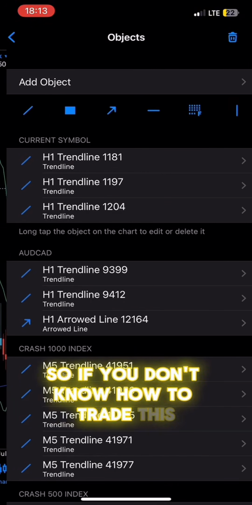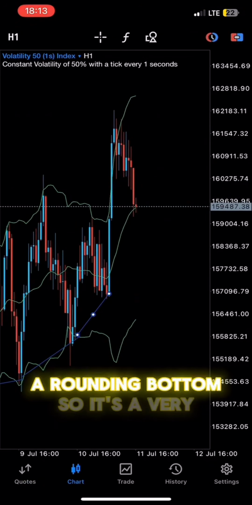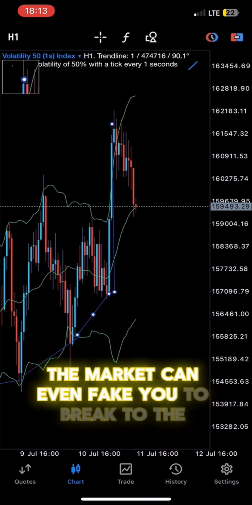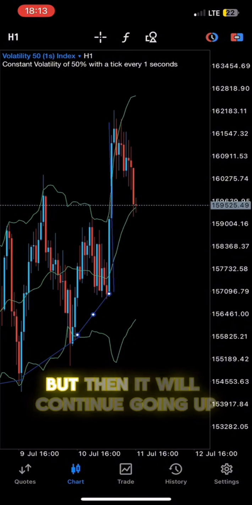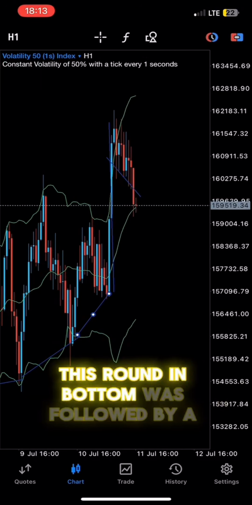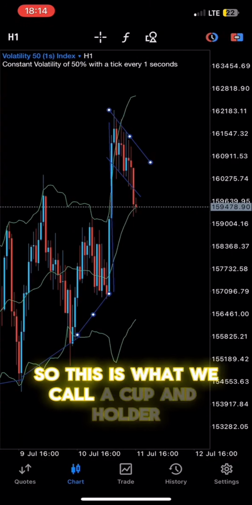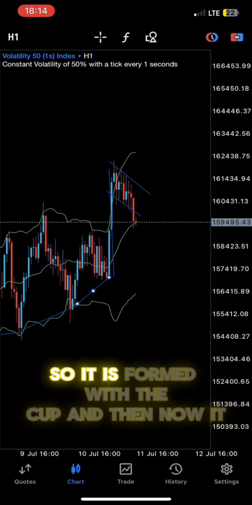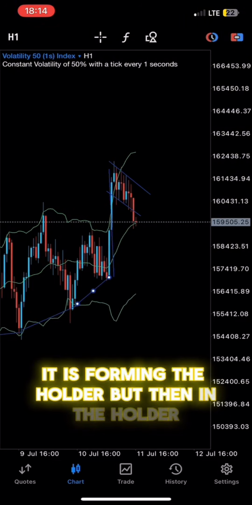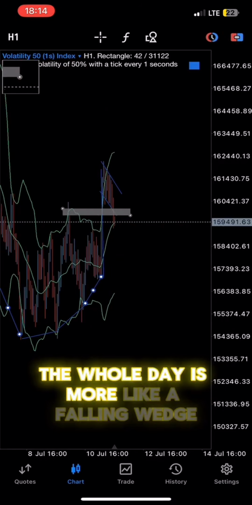If you don't know how to trade this, I'm going to do another video on how to trade a rounding bottom. It's a very, very powerful strategy. The market can even fake you into breaking to the downside, but then it will continue going up. As you can see, this rounding bottom was followed by a falling wedge. This is what we call a cup and holder. It has formed the cup, and now it is forming the holder. The holder is more like a falling wedge.